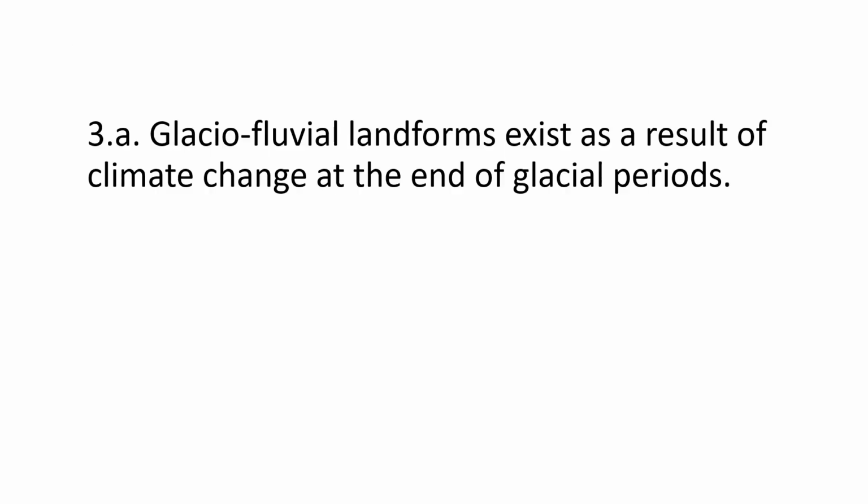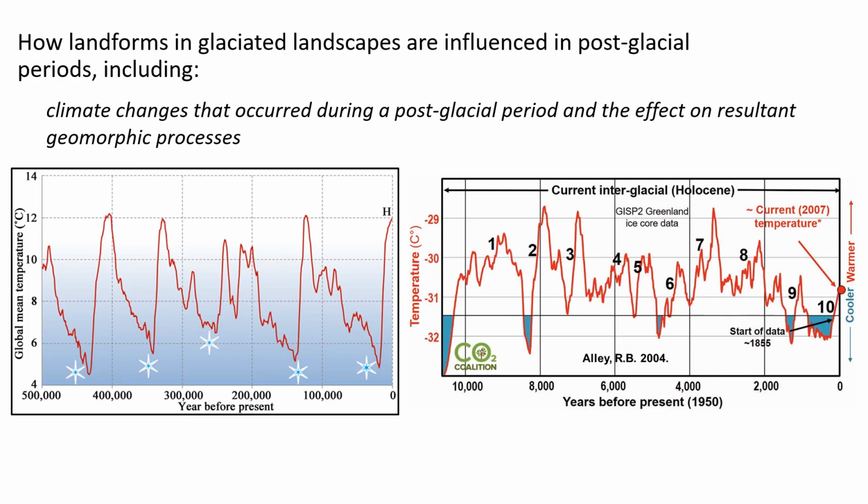So let's start with 3A. Glaciofluvial landforms exist as a result of climate change at the end of glacial periods. So here we're very much thinking about how climate has changed in the past. What has happened at the end of ice ages?